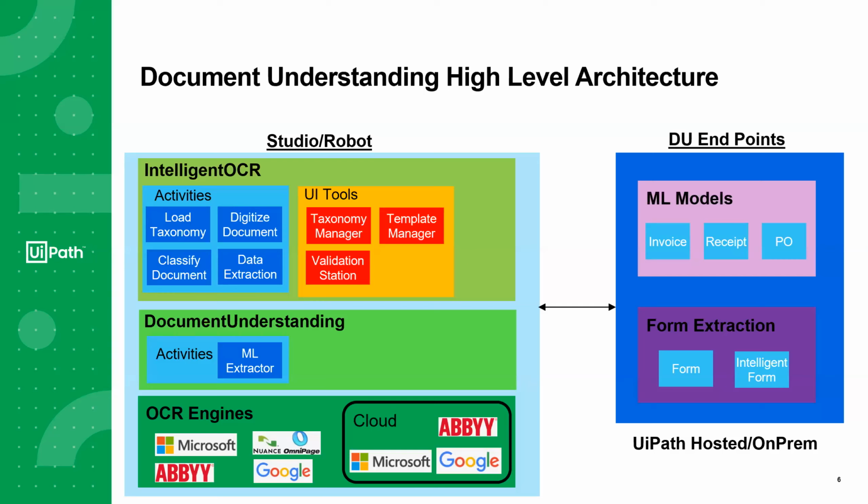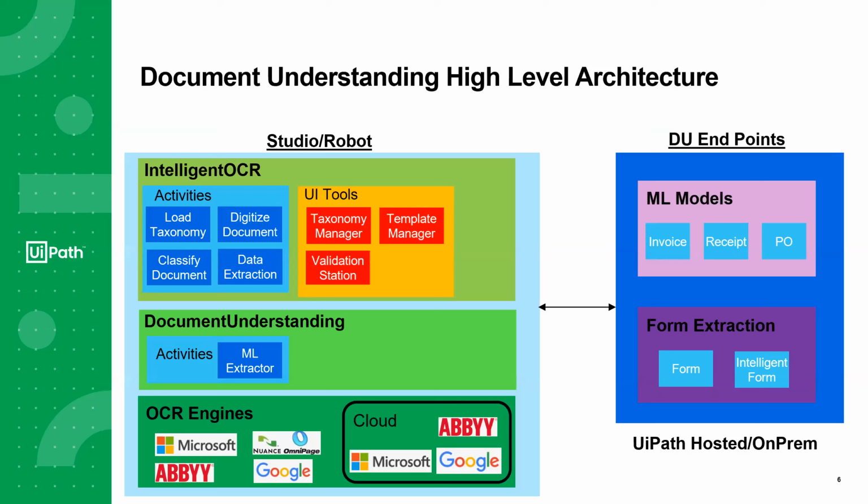If we then take a look now on the right side, the completely new components are shown in that diagram on the right-hand side. So we have what we call document understanding endpoints. And there's really two main components of these endpoints. One is the machine learning models. So initially we'll have machine learning models for invoices, receipts, POs, and utility bills. And we'll be releasing more models in the future. One of them is email classification.